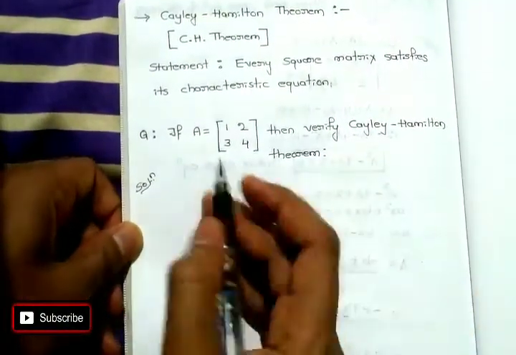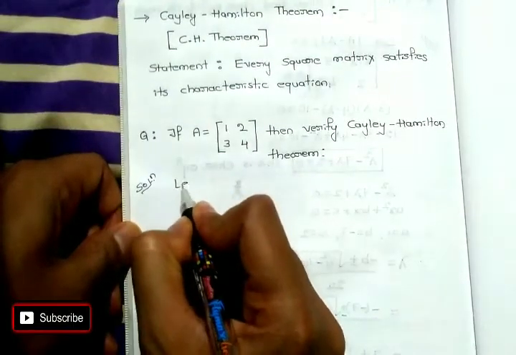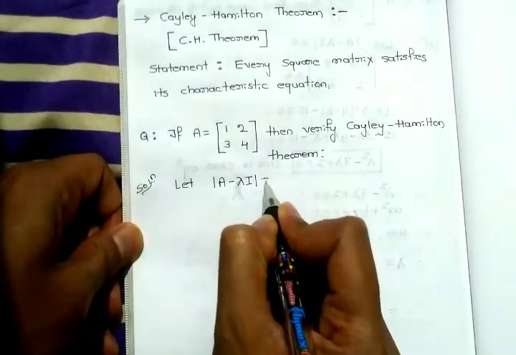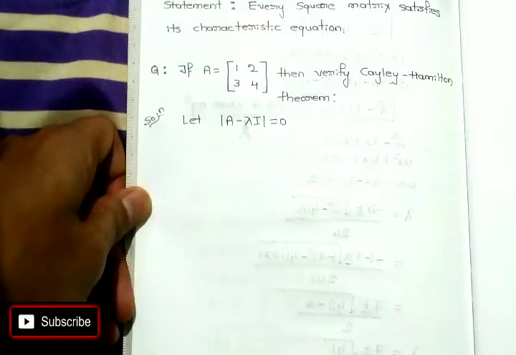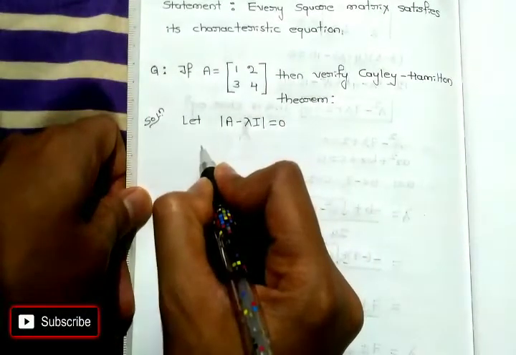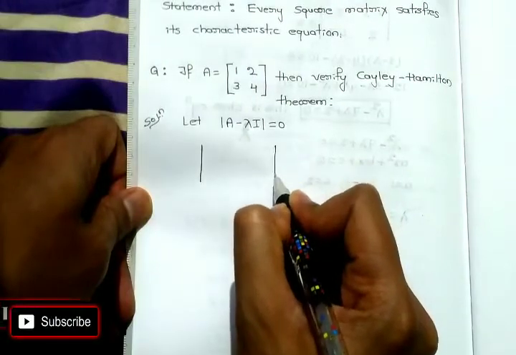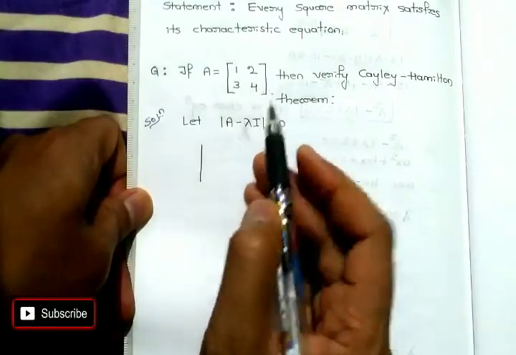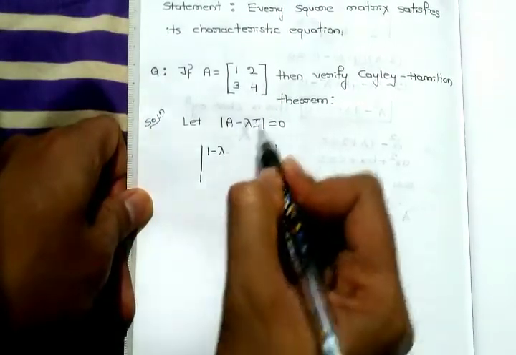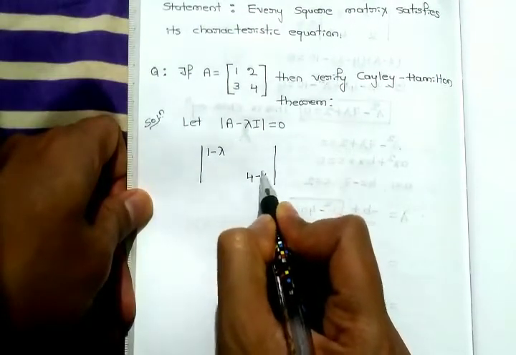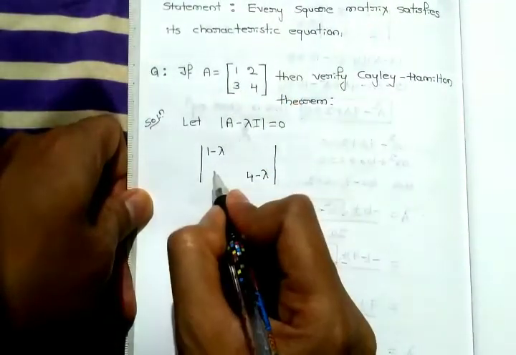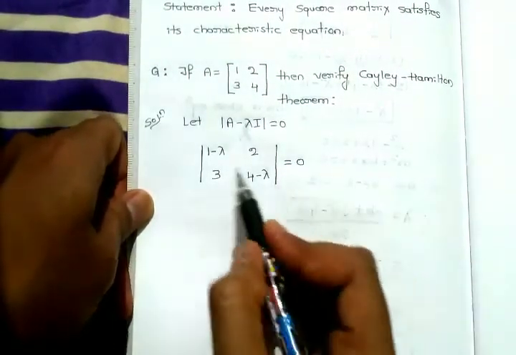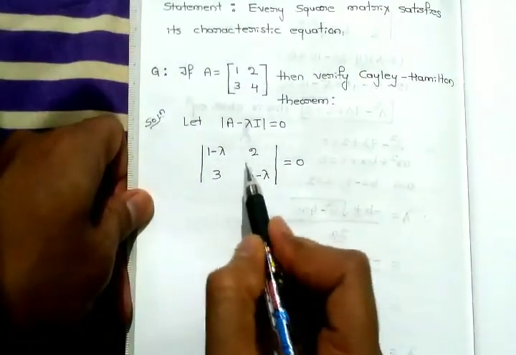Therefore solution, you know the formula, correct? So let determinant of A minus lambda I is equal to 0. Next, determinant symbol, keep it as it is. Next, what to do? For the principal diagonal elements, subtract lambda: 1 minus lambda and here 4 minus lambda. And the remaining two terms, keep as they are, 3 and here 2, is equal to 0. So now it is in the second order determinant form.